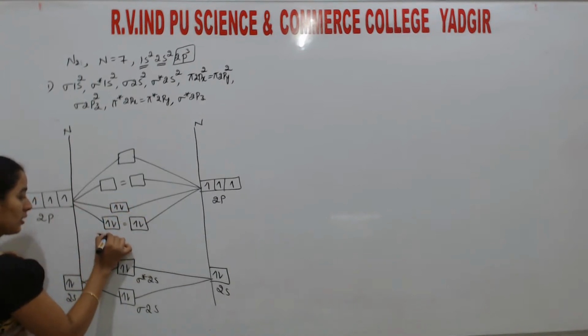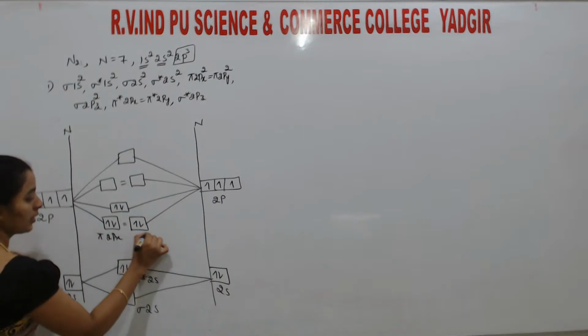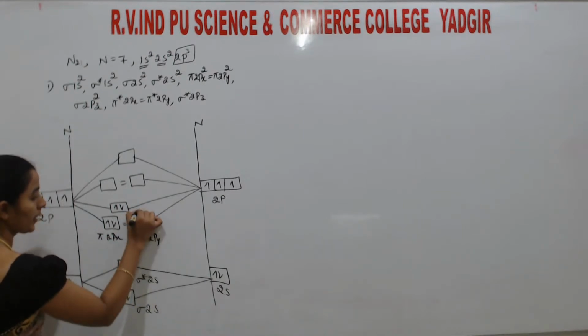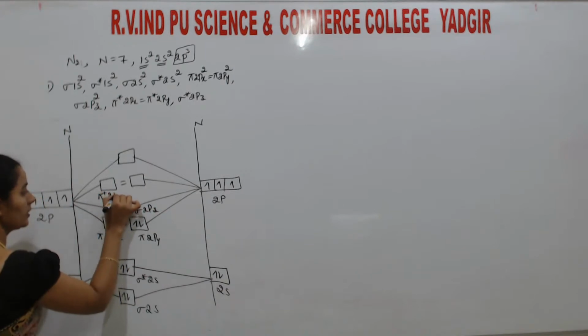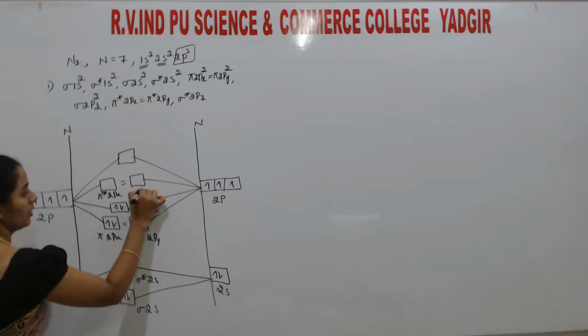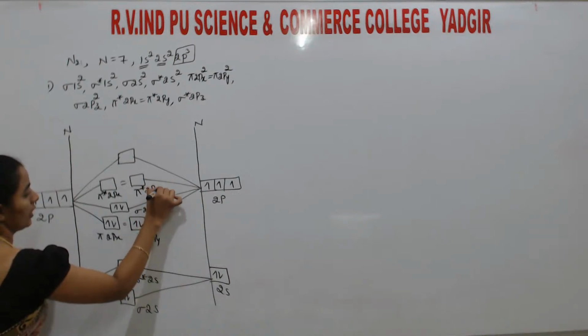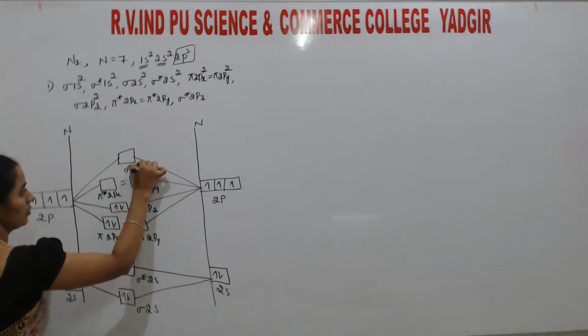So this is pi 2px, pi 2py, sigma 2pz. This is pi star 2px, pi star 2py, sigma star 2pz.